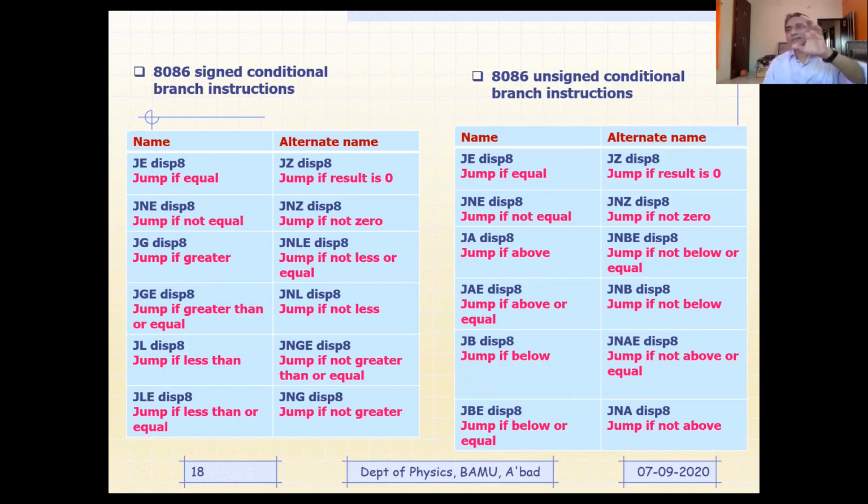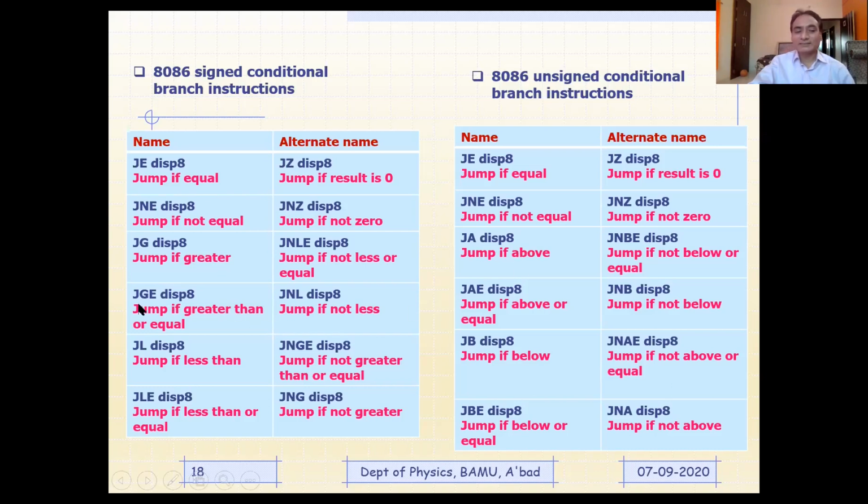Let us say we are comparing AL with BL. AL consists of 0A and BL consists of, let us say, 02. So it means the 0A is going to be above. That is why, if it is an unsigned number, JG is going to be considered equivalent to JA, jump if above.